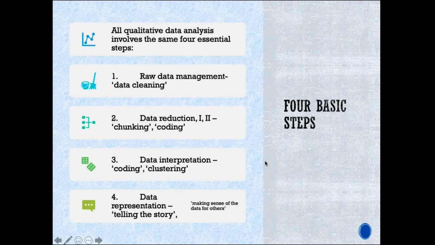So there are four basic steps. All qualitative data analysis involves the same four essential steps. First, raw data management or data cleaning. When you gather a huge amount of data in the field, not all of it is going to be used. Some of the data really cannot be used. So we have to clean our data and manage it. Second, data reduction, and here is where chunking and coding come in. We have two types of reduction, 1 and 2. Then data interpretation, coding and clustering, how we interpret these codes and clusters. And the last, data representation, telling the story, or making sense of the data to others.